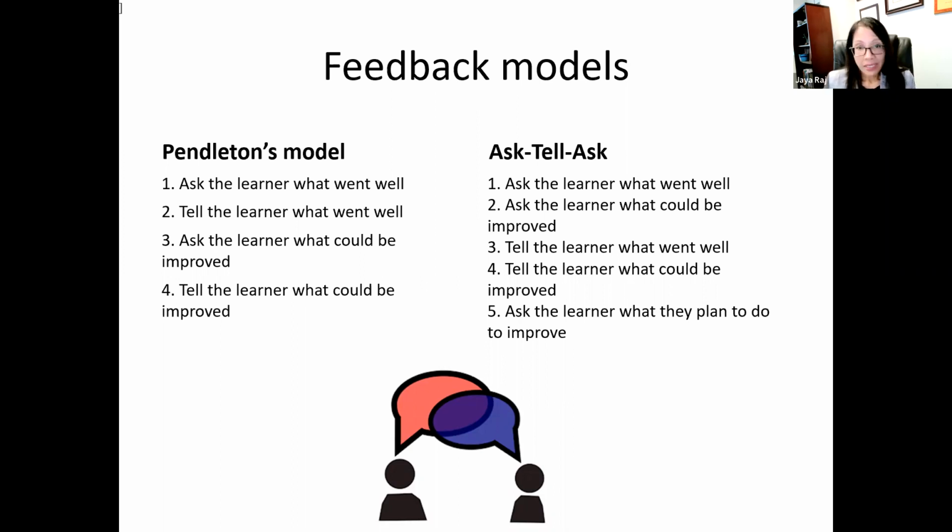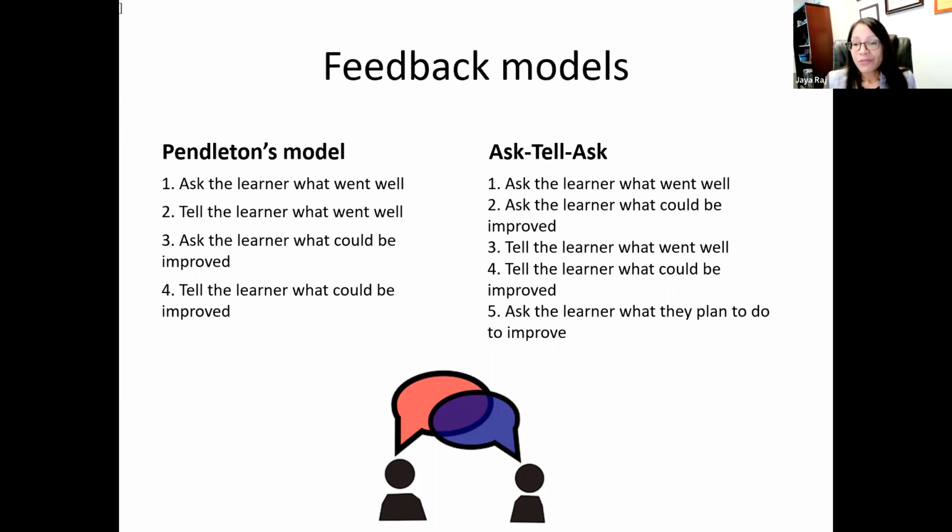The ask, tell, ask, again, begins with asking the learner what they think they did well. And then you listen to their response. Sometimes they're a little reluctant to tell you what they think they did well, but I just remain silent and encourage them to think about it and tell me what they think. After they've responded, then I ask them what they think they need to improve upon or what they want to try to improve upon. And again, listen to their response. And usually they're a little bit more comfortable talking about what they want to improve on.